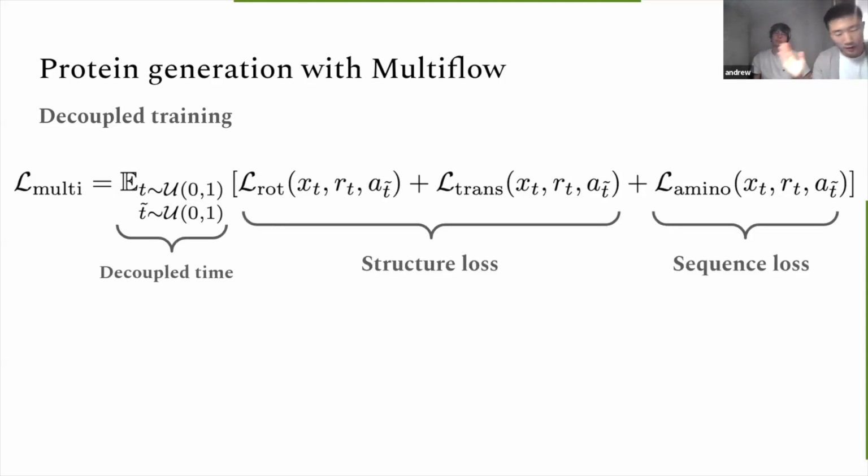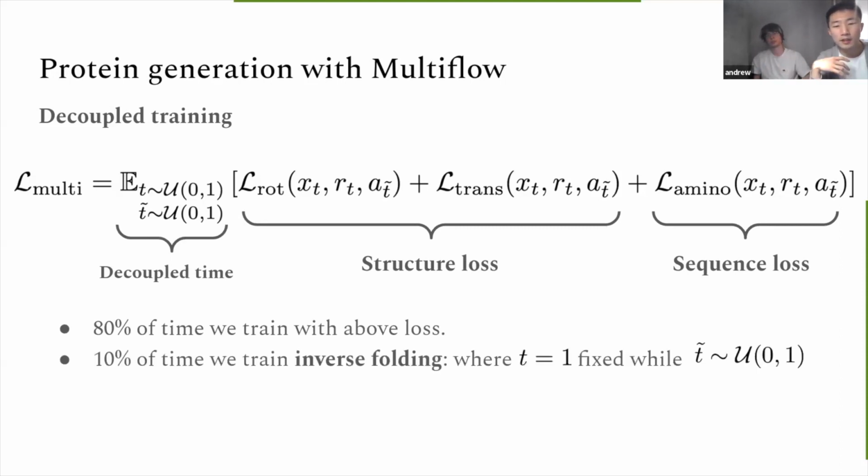And yeah, we tried both options, like keeping T and T prime the same during training, or doing this decoupled thing, and there wasn't a loss of performance for the generation for all the tasks. So 80% of the time we train with this both loss. But then in inverse folding, because T is set to be 1 throughout, and you have a very low probability of sampling 1, we keep T fixed to 1 while letting the structure just be sampled from the uniform distribution.